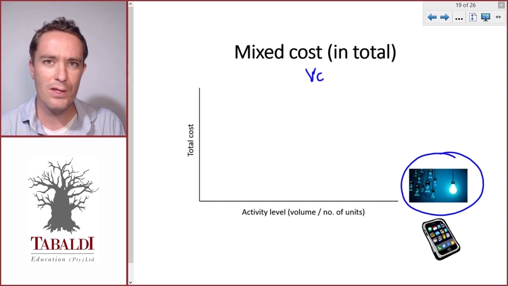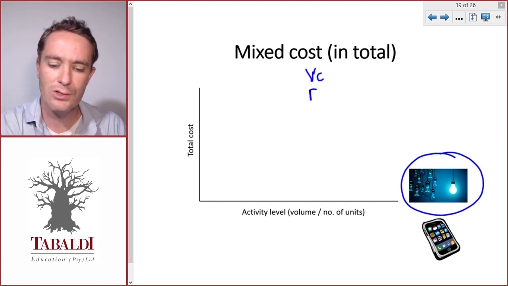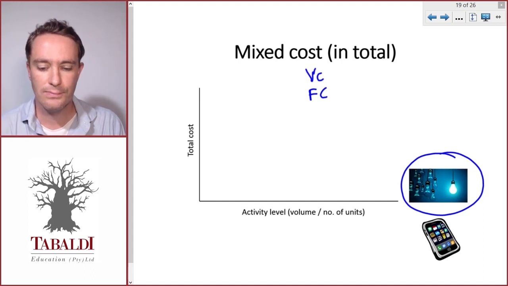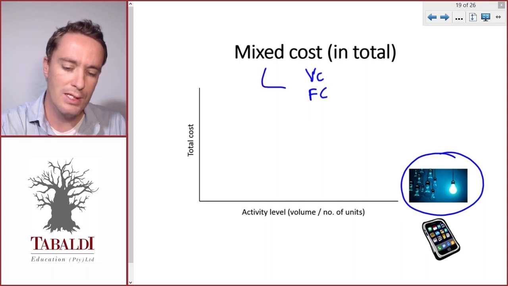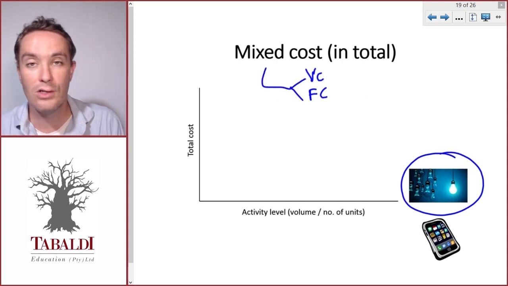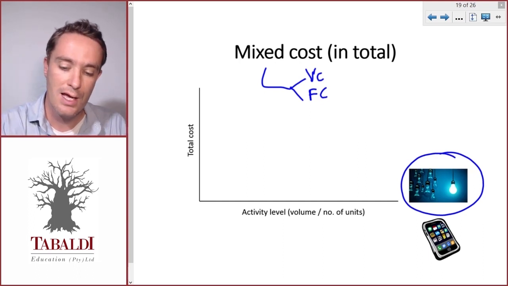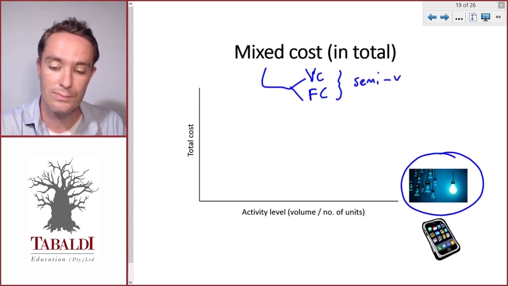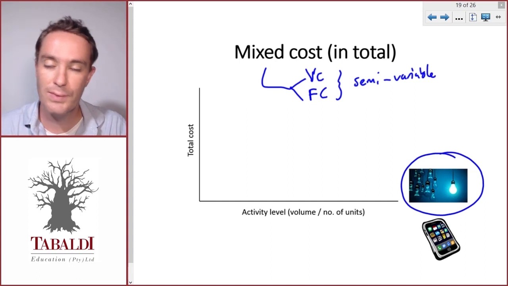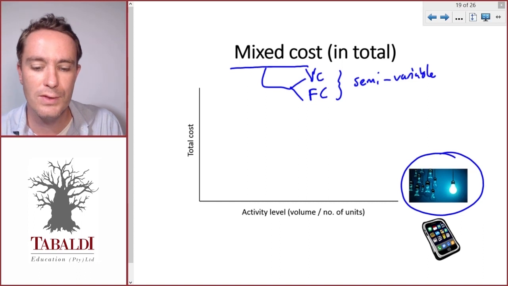But then in a month where we don't produce any tables, so we don't use our power tools, we still get an electricity bill. And that's because we keep the lights on in the shed. So that's like a fixed cost. A mixed cost is basically just a cost that contains a variable cost component and a fixed cost component. That is also sometimes referred to as a semi-variable cost in some material and textbooks. But a mixed cost is a more descriptive term.